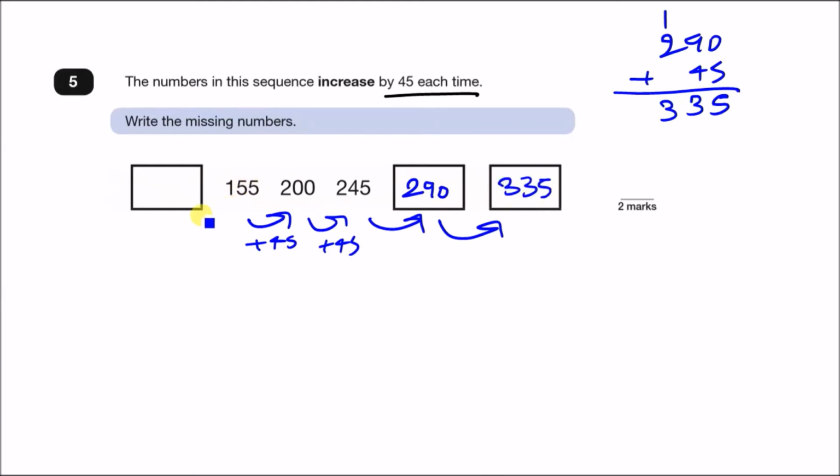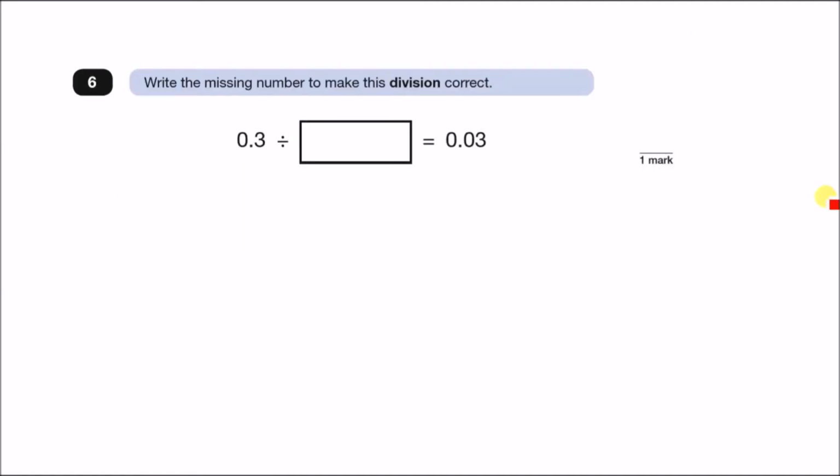And again, you have to also find the first digit. And we know that at that original number, you added 45 to get to this number 155. So we need to subtract 45. So subtracting 45 is easy. It should give you 110. So here we need to write the missing number to make this division sum correct. Okay, so this is a direct answer.